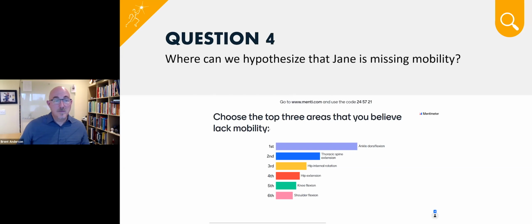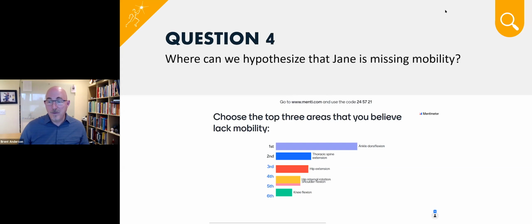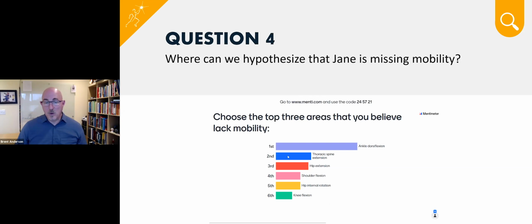respond to this one? So the question is the top 3 areas that you believe lack mobility, right? And this is the hypothesis that Jane is missing mobility. So I want to see what you guys are thinking. I'm seeing some good answers here. Good. I can see it. Let's go 30 more seconds. If you can get into Menti and make that happen, or give it to me on screen if you couldn't get into Menti. And give it to me in order, like what you think. So you're pretty much lining up with me on that. I like that. I like what I see here.